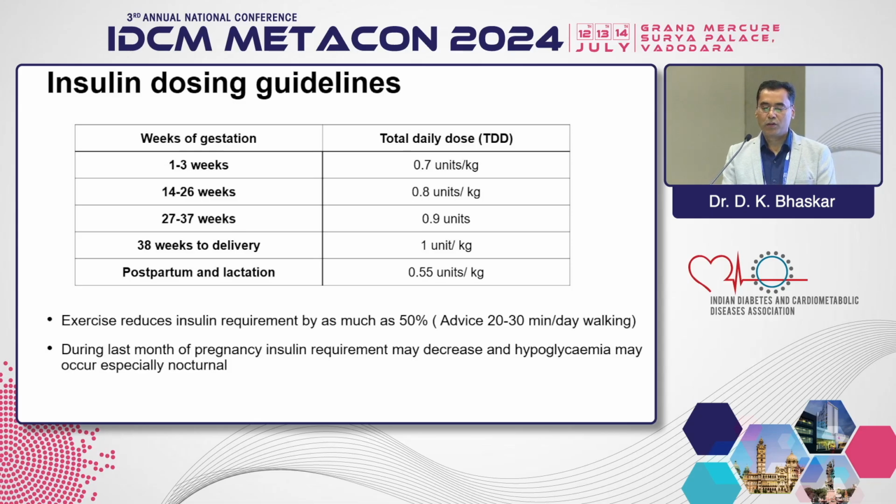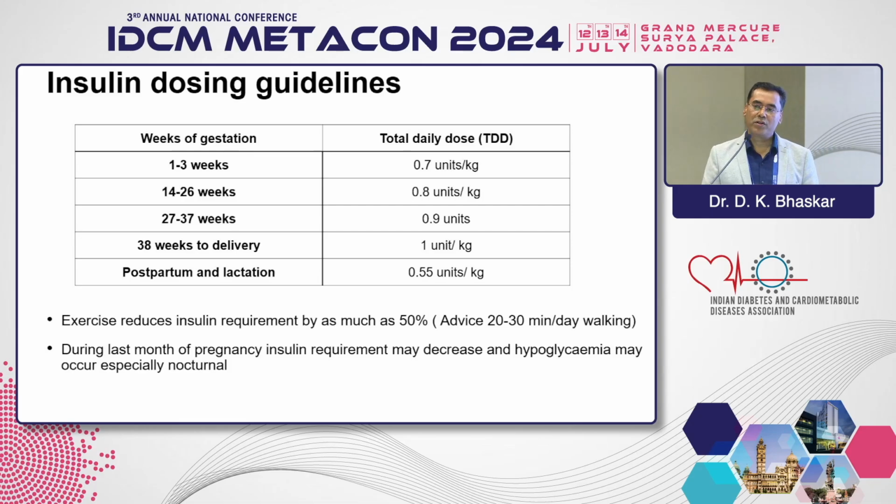Then these are the dosing guidelines, showing how much dose is to be given in which weeks of gestation. It is roughly around 0.7 units per kg initially, and it may go up to 1 unit, or in some cases of obesity or twin pregnancies, it may go up to 2 units per kg also.